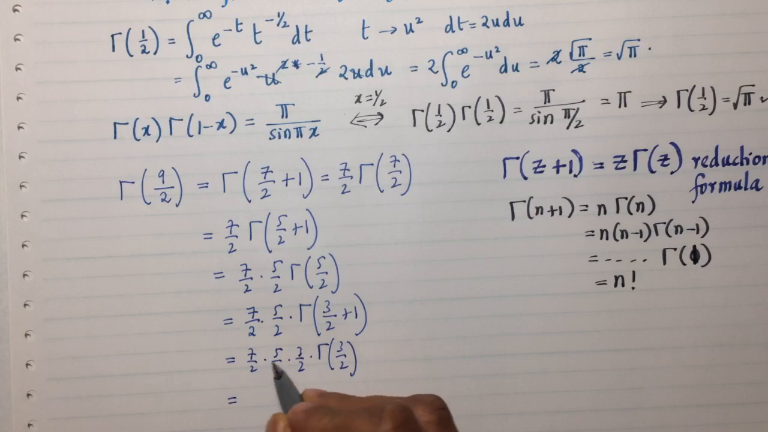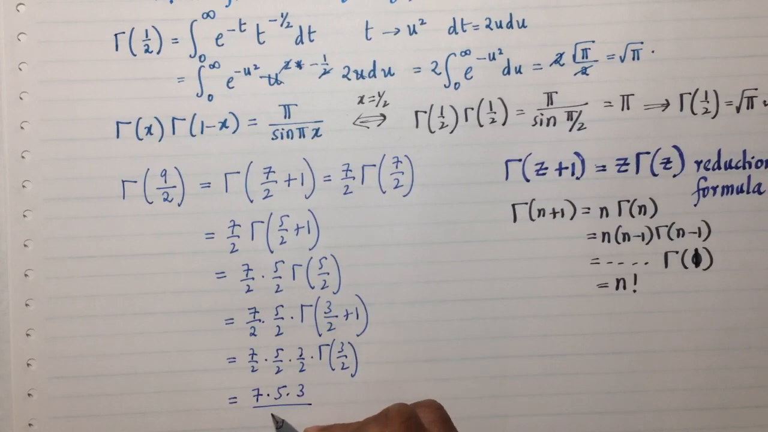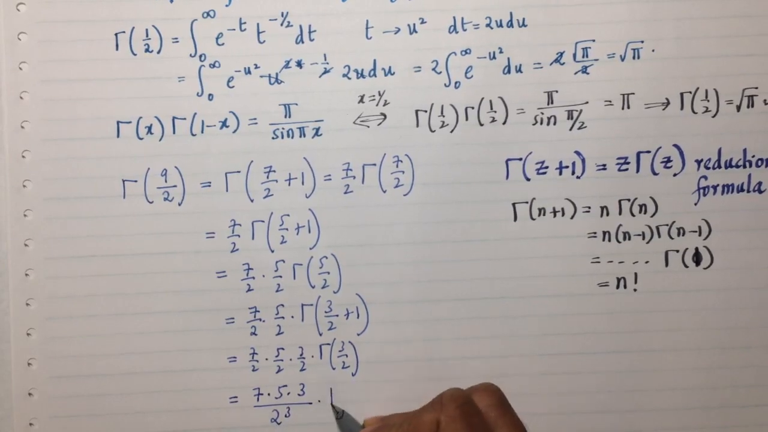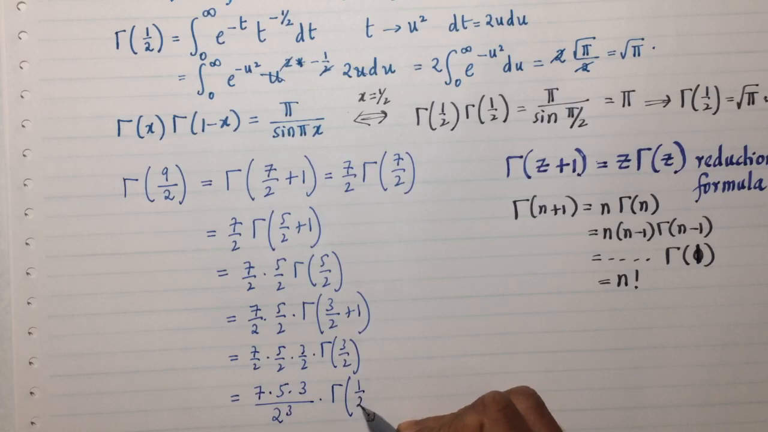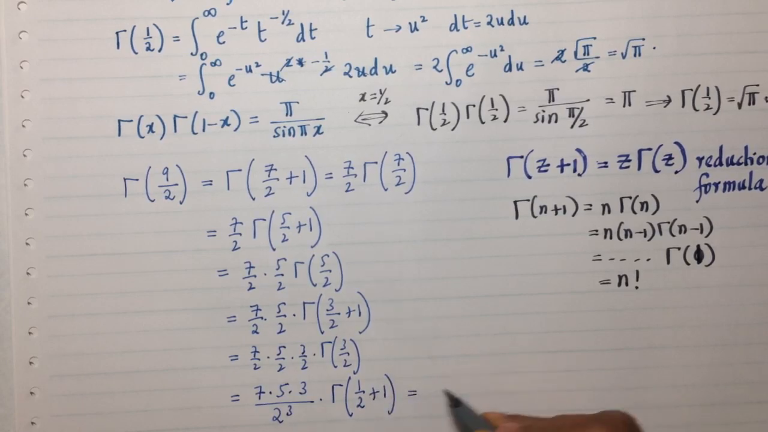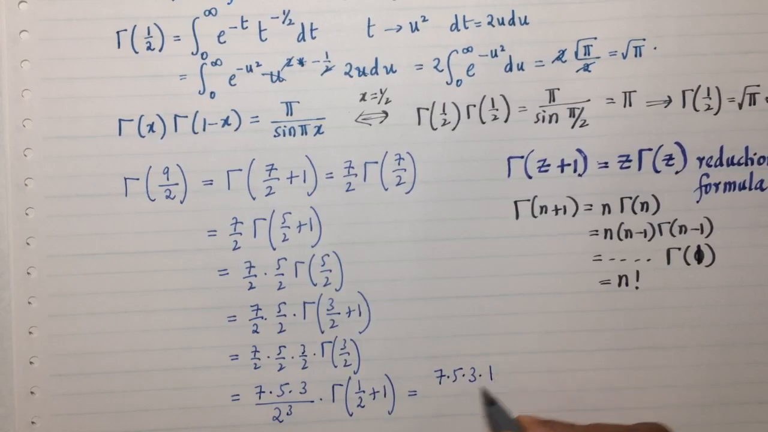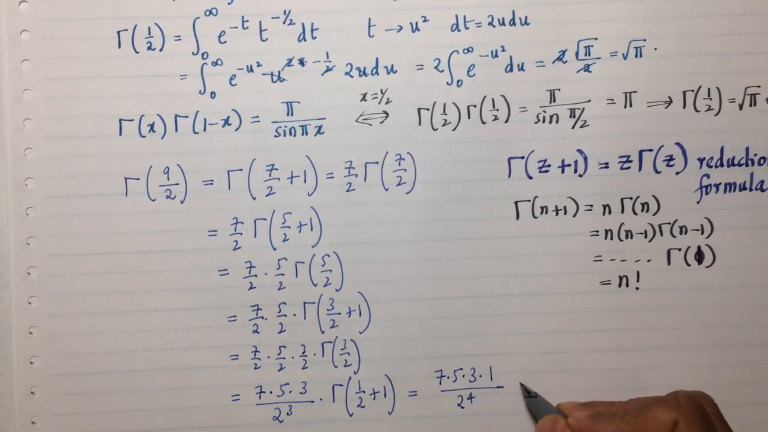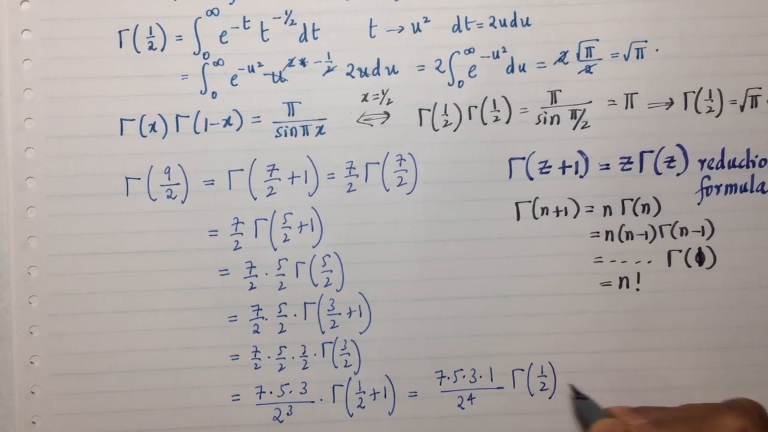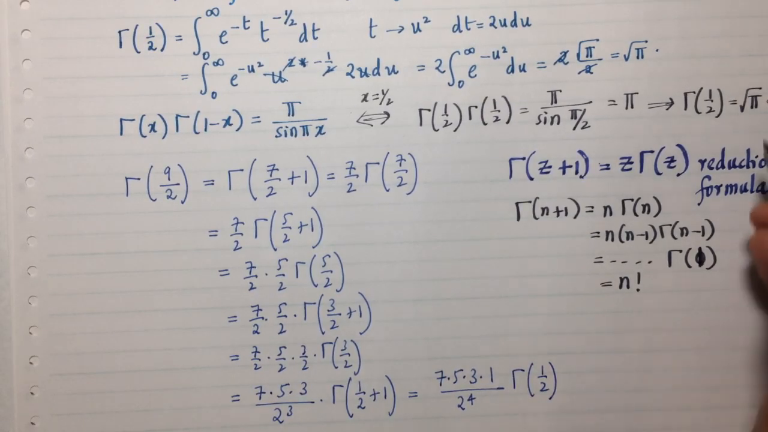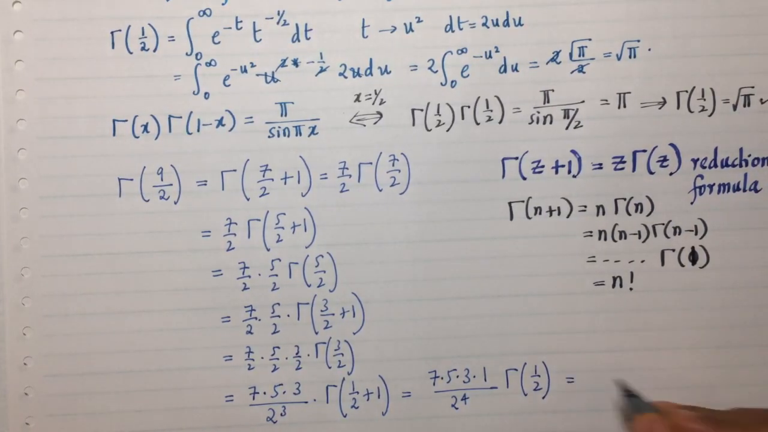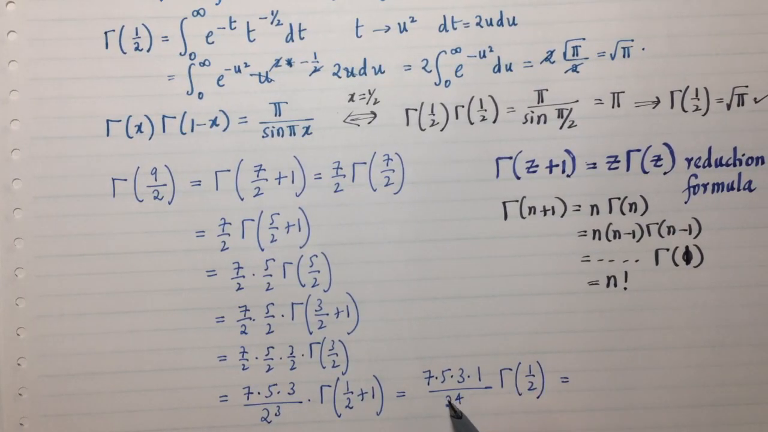By the way, meanwhile I see all these odd numbers popping up in the numerator. 2 cubed, gamma of half plus 1, which is going to be 7 times 5 times 3 times 1 over 2 to the 4, gamma of half. And gamma of half, as we already showed, is root pi. So what I'm going to do here is just write this as, here's what I can do.